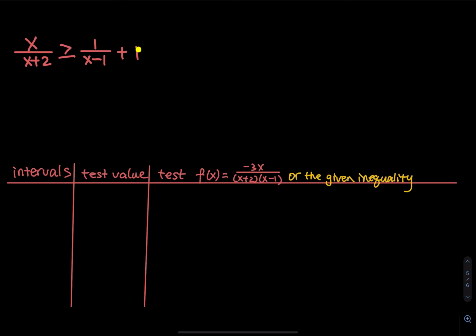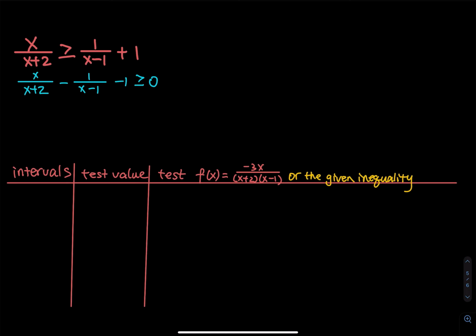What's the first step? The first step, just like the nonlinear inequality, we want to move all the terms to the left-hand side. So let's do that. We have x divided by x plus 2 minus 1 divided by x minus 1, and then we subtract 1. We have everything greater than or equal to 0. Let's get a common denominator, and then I will claim the left-hand side to be my function.